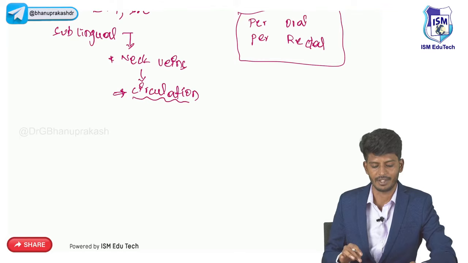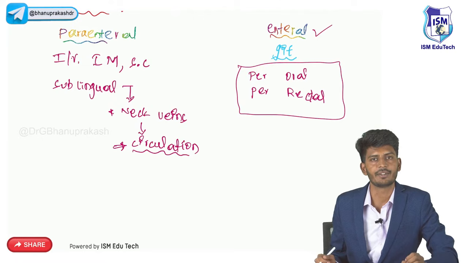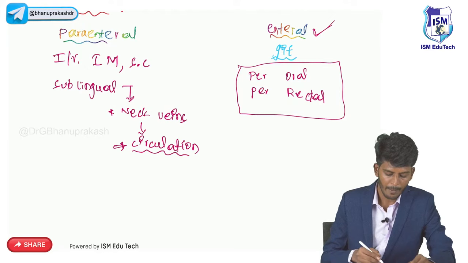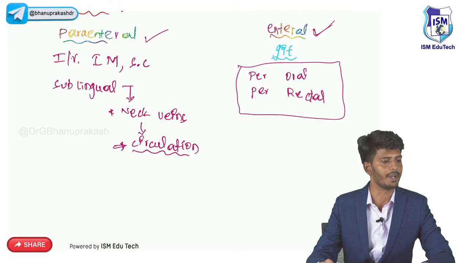All the drugs which are administered using the GIT for absorption are called enteral, point number one. Then point number two, anything else is the parenteral route of administration. Okay. Now, guys, let's continue to the next aspect.